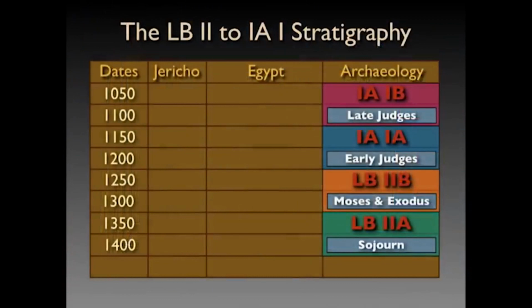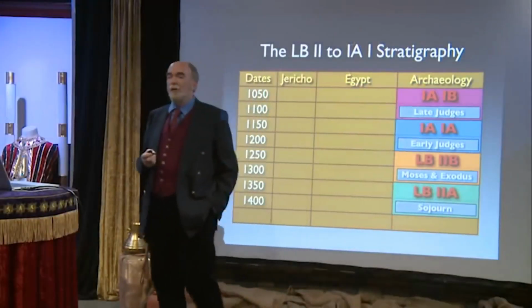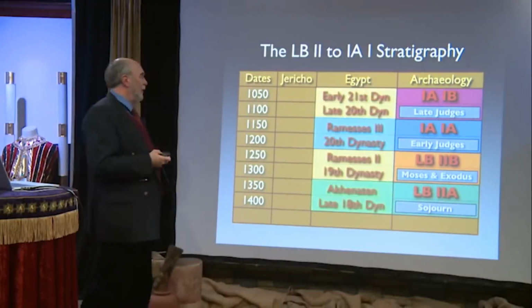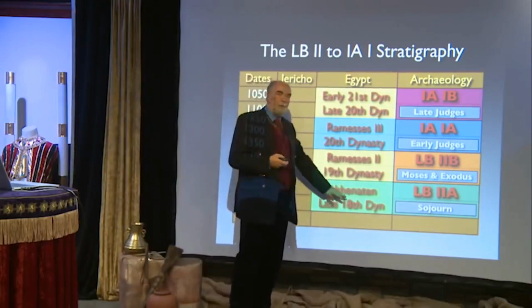So in the Late Bronze 2A, we have part of the Sojourn, which is also earlier. Then in the Late Bronze 2B, this is where we place Moses and the Exodus. And then we have the Judges period in two phases, going through towards the united monarchy of Saul, David, and Solomon.